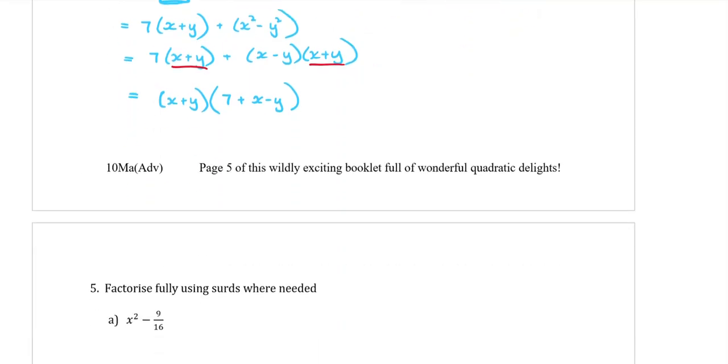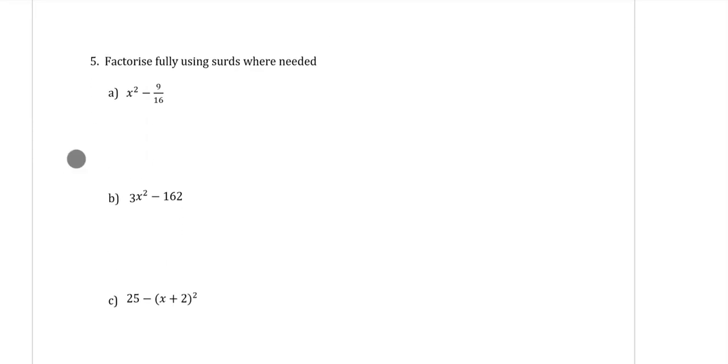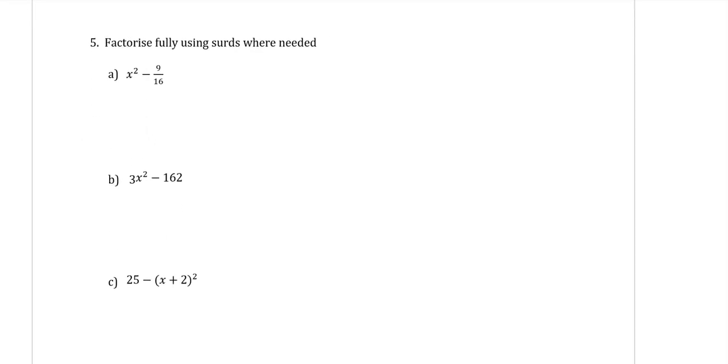Okay, on to the next page. Question 5. Factorize fully using surds when needed. Okay, so still the same kind of rules, but we may have fractions and surds and other messy things getting involved. So, x squared minus 9 over 16. We are subtracting two terms. We have a squared in there, so this is a difference of two squares. So it's going to factorize into two big brackets.